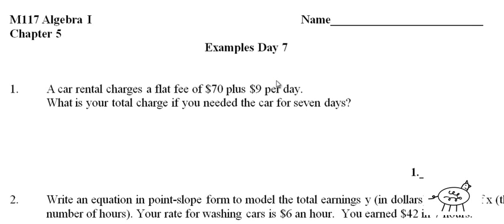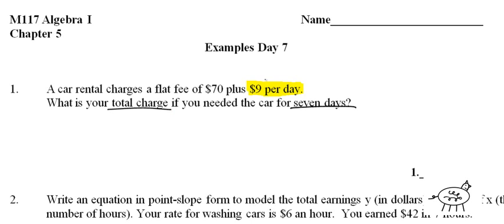A couple things I want to talk about. First of all, when you see $9 per day, that is going to be 9 times some value. It asks what is your total charge? So we're going to have two variables here. It's a little more complicated than before, because before we only had one variable. Now we have two variables: your total charge and the number of days.